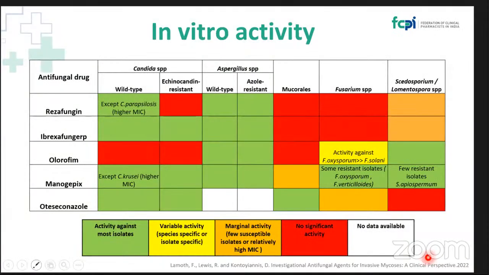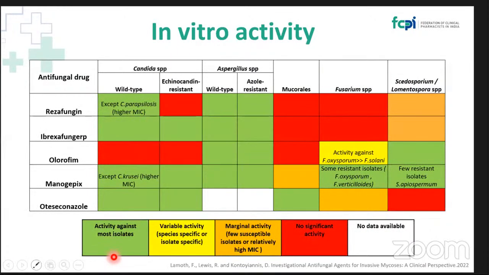Okay, we are moving on to the last slide: in vitro activity of these newer antifungal agents. First, we have resafungin, you can see. So I'll explain the box first. The first column is the newer antifungal agent. Next is Candida species, which include wild type and echinocandin resistant. Then we have Aspergillus species, which include wild type and azole resistant. Then we have Mucorales, Fusarium species, Scedosporium species, and Lomentospora species.